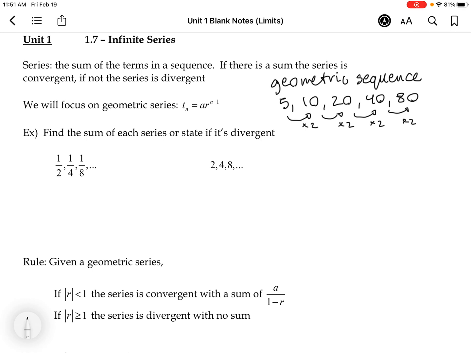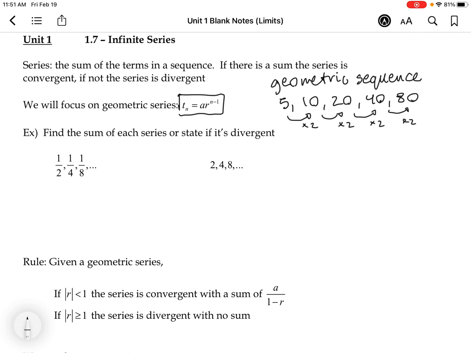This is something that you would have looked at in grade 11. The general term for a geometric sequence is this: Tn equals a times r to the n minus 1. A is the first term, and r is called the common ratio, which is that value that you keep multiplying each term by. It's called the common ratio because it's the same ratio from one term to the next.